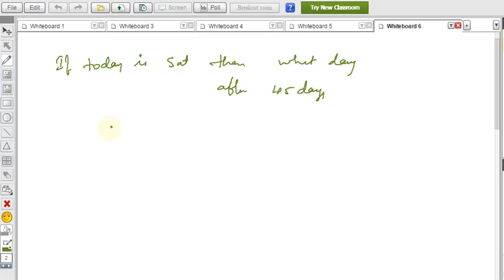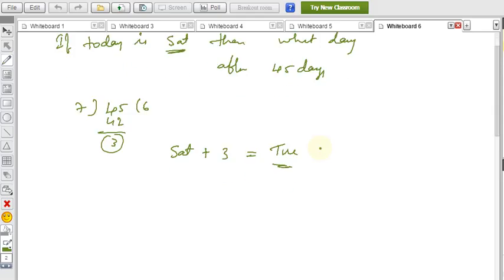So the simple method is every 7 days the day will repeat, right? So 45 divided by 7. We need the remainder. 45 divided by 7, 7 sixes are 42. Remainder is 3. So now these 3 we should add to this Saturday. Saturday plus 3. So Sunday, Monday and Tuesday. Saturday plus 1 is Sunday. Saturday plus 2 is Monday. Saturday plus 3 is Tuesday. So if today is Saturday, after 45 days we'll get Tuesday. So just that particular days we have to add.